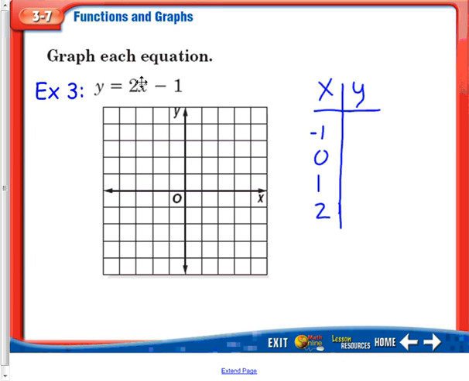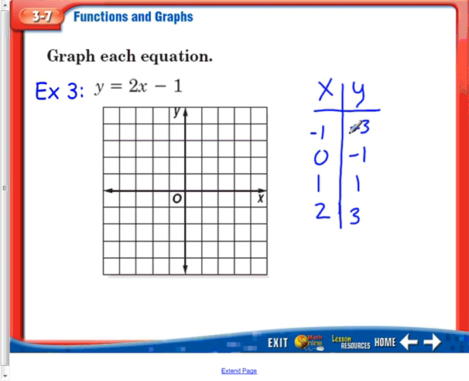So 2 times -1. 2 times -1 is -2. So if I owe 2 and owe 1, that means I'm going to owe 3. All right, so put 0 in. 2 times 0 is 0, and 0 minus 1. So I don't have any, and I owe 1, so I'm still going to owe 1. Put 1 in. 2 times 1 is 2, and 2 minus 1. I have 2, and I owe 1, so I have 1. And then put a 2 in. 2 times 2 is 4. I have 4 and owe 1, so I have 3.